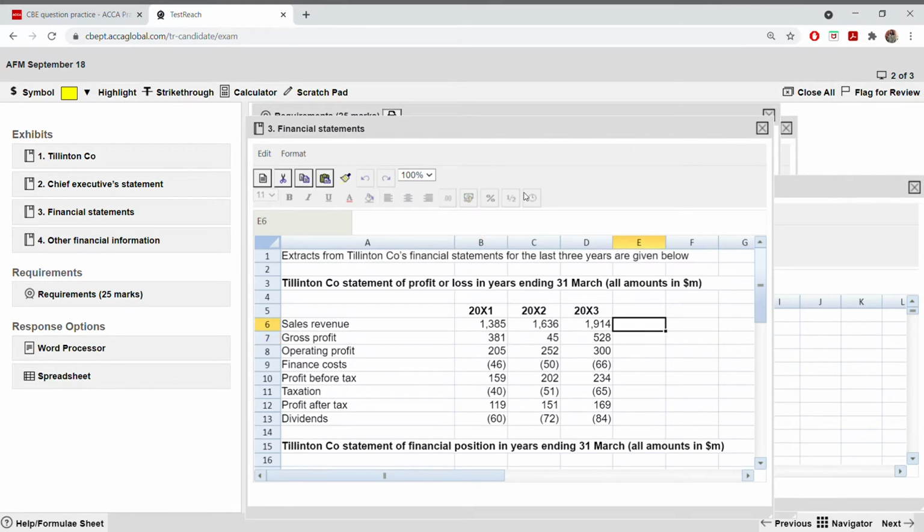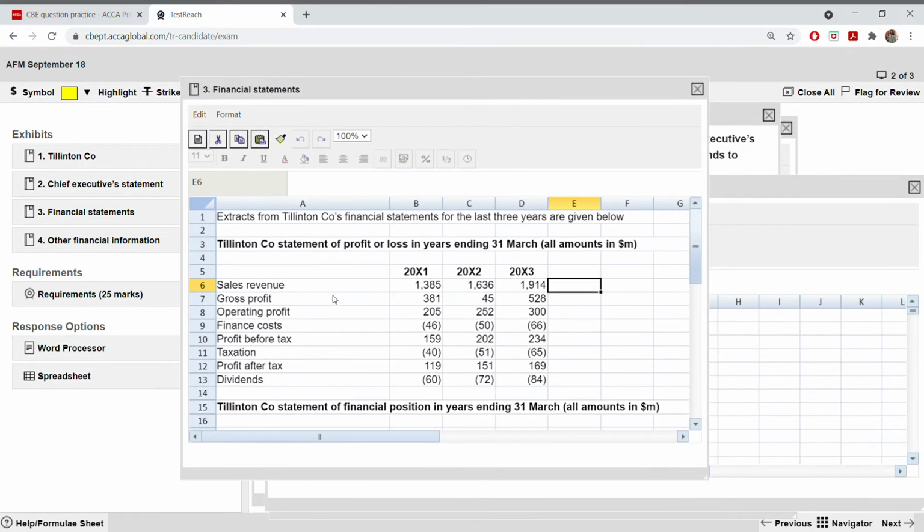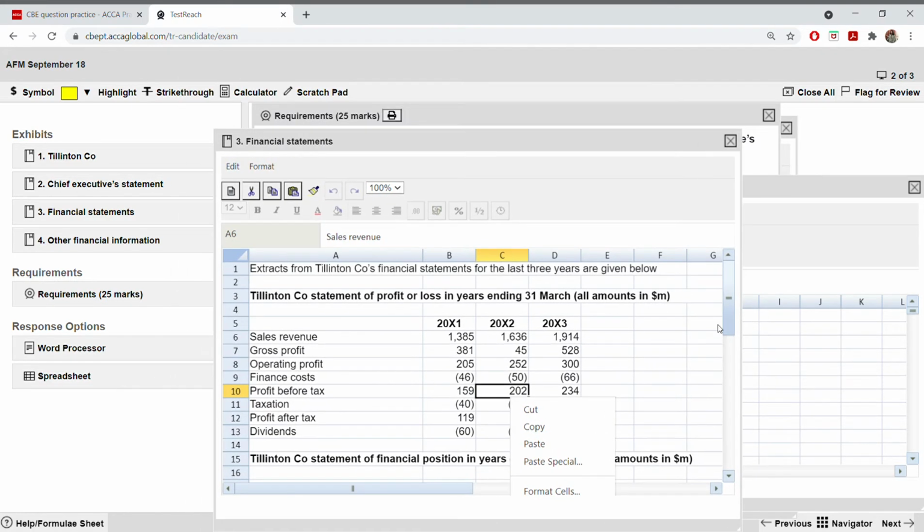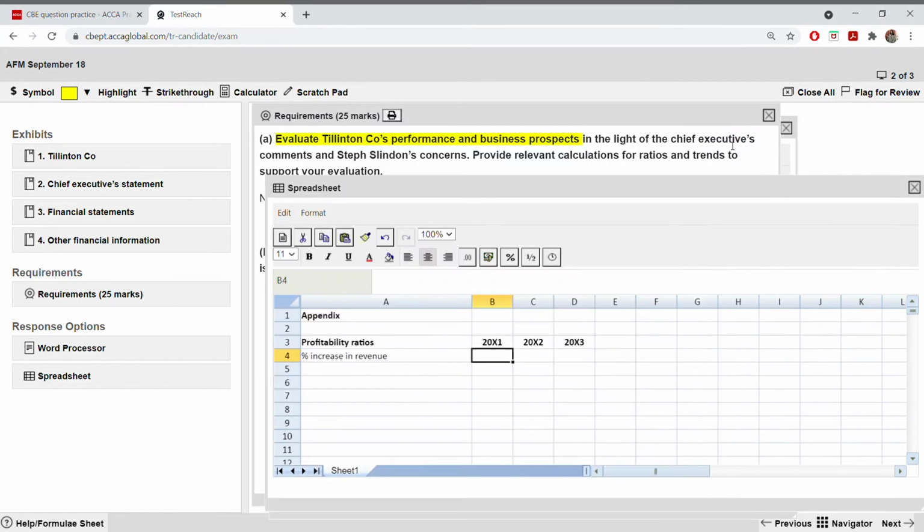Or what you might do is you might even copy paste this. It's better that you copy paste this sales revenue somewhere so that you can find the percentage, if you want to find out. In case, you can copy paste the sales revenue here.